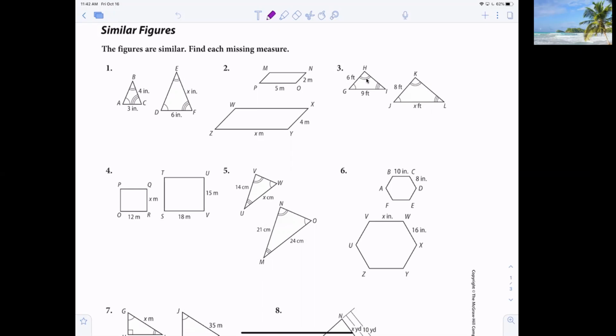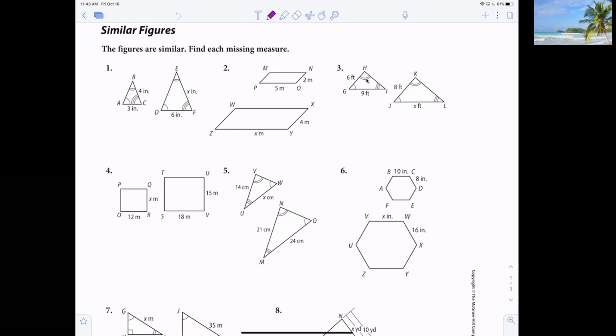Now, if you'll notice, if something is similar, all of the angles are equal. Listen to me now, guys. All of the angles are equal, but the sides are what? Equal. The sides are, what are we working on? Proportion. Yes, they are proportional. The angles are equal. The sides are proportional. Everybody needs to do that.